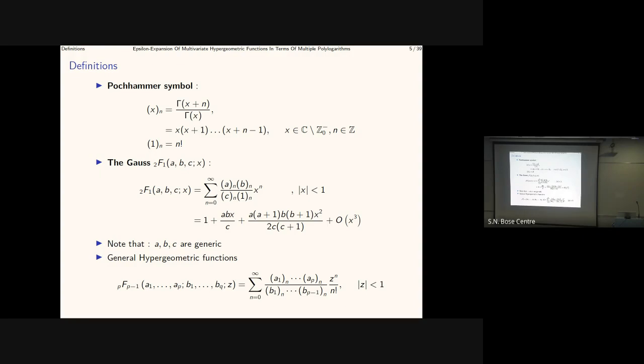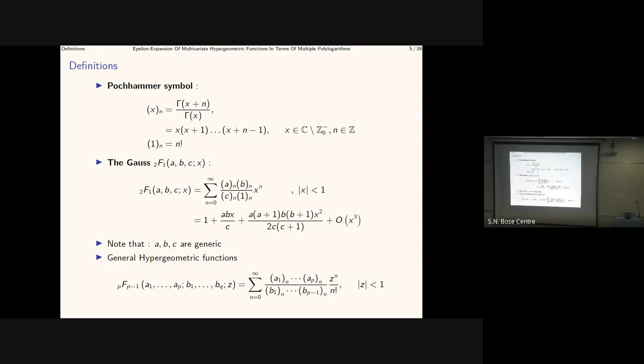Okay, now if you take 3 such parameters A, B, C, which are in general complex numbers apart from negative integers, and a variable x, and arrange that in this fashion, where n is the summation index that runs from 0 to infinity. This is essentially the well-known Gauss 2F1 form. It's valid for mod of x is less than 1.